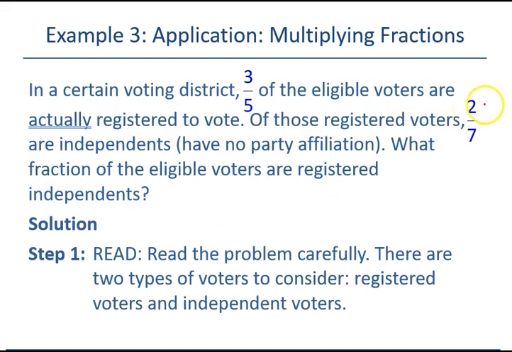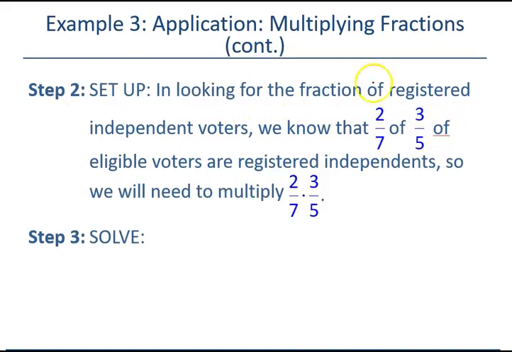Well, to figure this out, it's almost like a percent problem. We haven't got to those yet, but it's like a percent problem. You're seeing what's 2/7 of 3/5. So we're going to multiply. It explains what it's talking about, but it's 2/7 of 3/5. So we're just going to multiply straight across and get 2 times 3 and then 7 times 5. 3 times 2 is 6. 7 times 5 is 35. So 6/35 of the voters are independents.